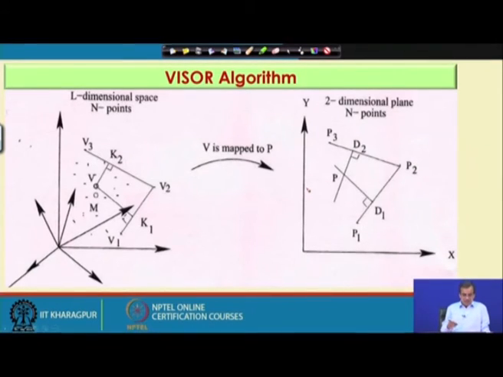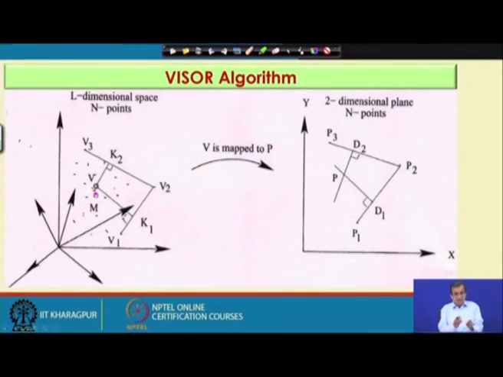Now, the steps I am just going to discuss first in detail. What I will have to do is, I have got capital N number of data points. The first thing we do is try to find out the centroid of these capital N data points. The centroid is denoted by M. How to find out the centroid?